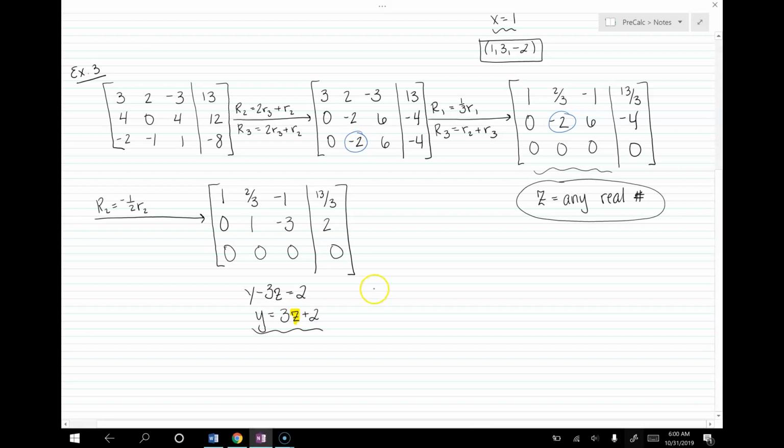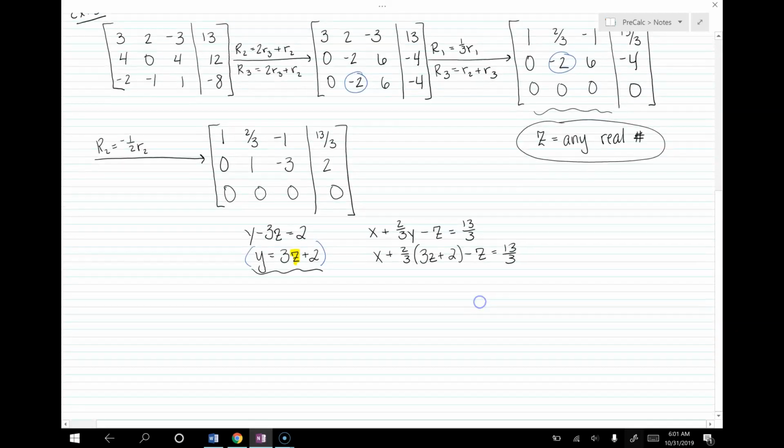Okay, that last row says x plus 2/3 y minus z is equal to 13/3. Okay, we need to write it in terms of z. I have x, y, and z. That's not helpful. But I do know that y is equal to 3z plus 2. So I'm going to use that to substitute in. So we have x plus 2/3 times (3z plus 2), and we can leave the minus z is equal to 13/3. Okay, so distribute the 2/3 inside the parentheses.